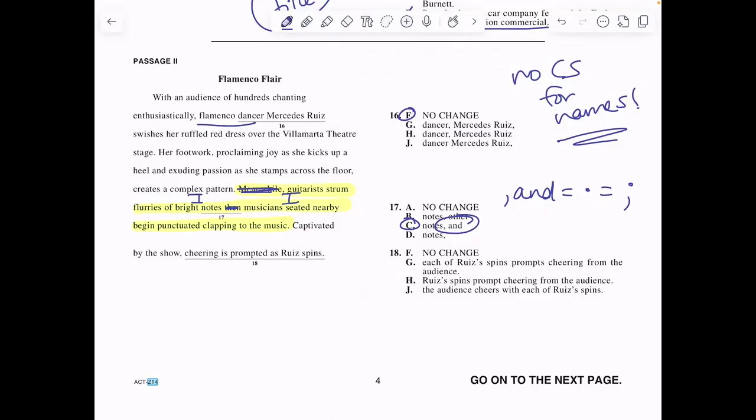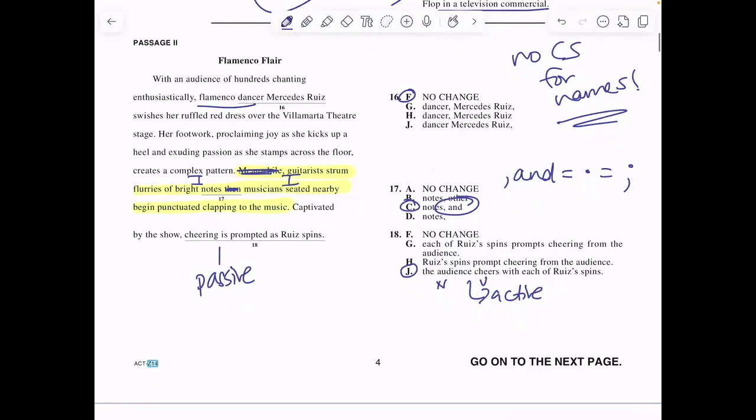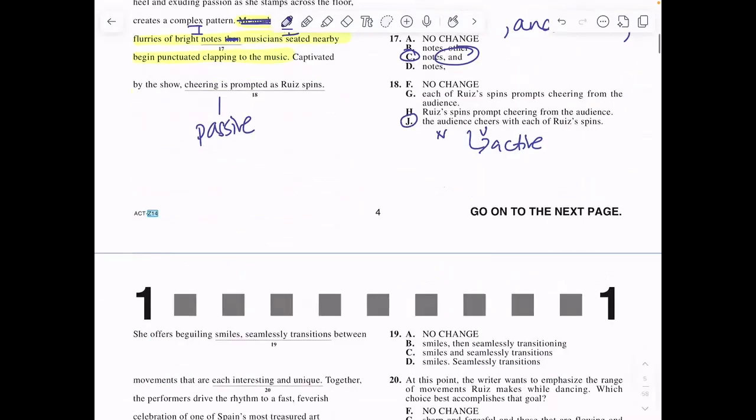Cheering is prompted. This one's kind of weird because honestly, F is the shortest, but you would never say, at an athletic event, a sporting event, the cheering is prompted by the crowd. No, you would say, the crowd cheers. So this is passive voice. This is kind of a weird question. We want to go with J, which is active voice, when you have your noun actually doing the verb versus the other way around. So again, if active versus passive feels a little bit weird, those questions aren't super common, but Khan Academy, or you could literally Google practice active passive voice would be a good stop.